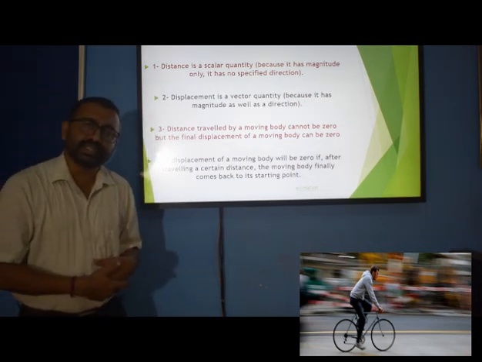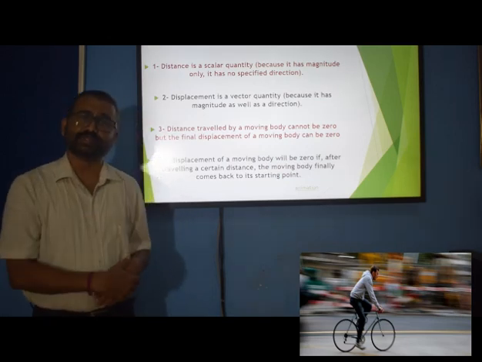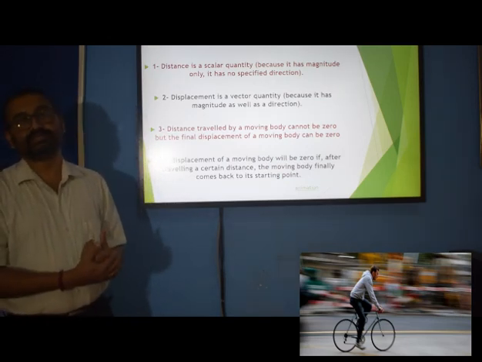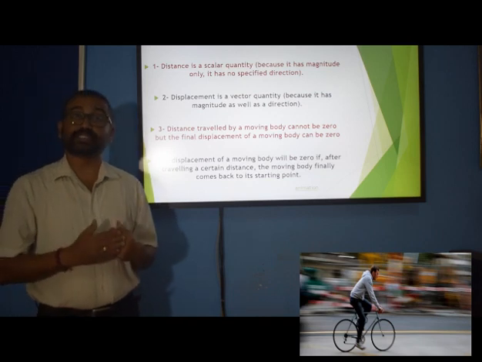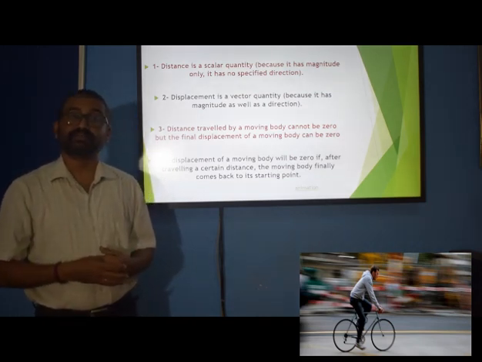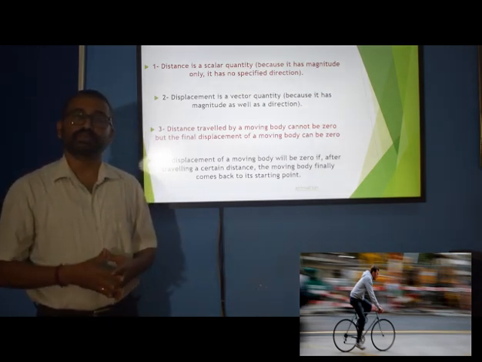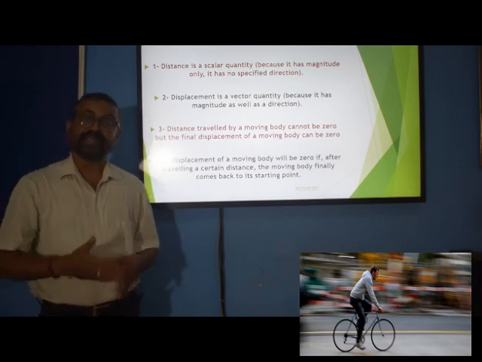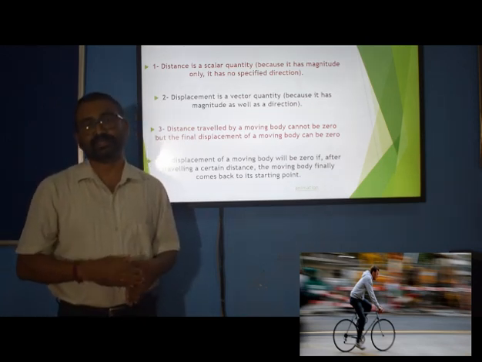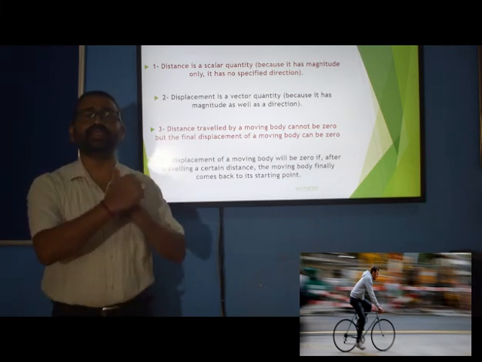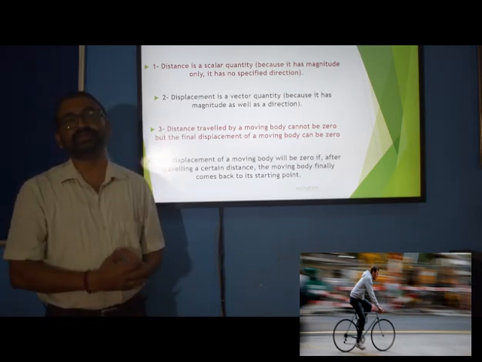Then now my question is, will this displacement be greater than distance? Is it possible for the displacement to be greater than distance? No. How is it possible? Because displacement is the shortest path length. So how can it be lesser than the distance traveled by the body?